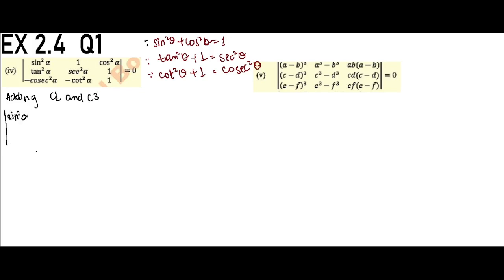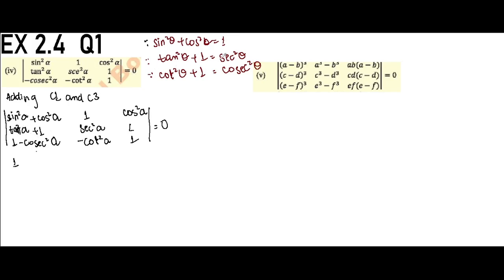So we have sine square a plus cos square a. Then we have tan square a plus 1. And then we have 1 minus cosecant square a. And then we are going to write the rest of the columns as they are: 1, secant square a and then minus cot square a. And we have cos square a, 1 and 1. It is equal to 0. Sine square a plus cos square a equals 1. So we are going to write 1 in its place.